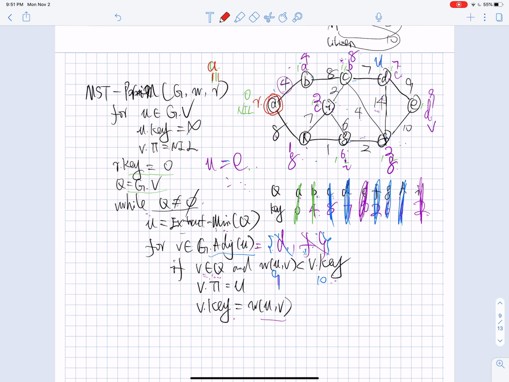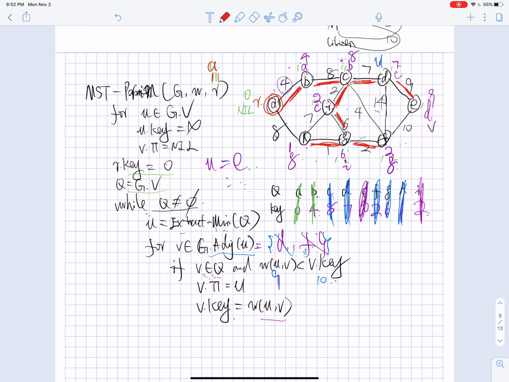As the output of the algorithm, we have this. The root is a, so its parent is nil, and b's parent is a, c's parent is b, d's parent is c, the parent of e is d, the parent of f is g, the parent of g is i, the parent of h is g, and the parent of i is c. By following the parent of all the nodes, we'll be able to reconstruct what edges should be included in the minimum spanning tree that is over here. That is denoted by the red color.